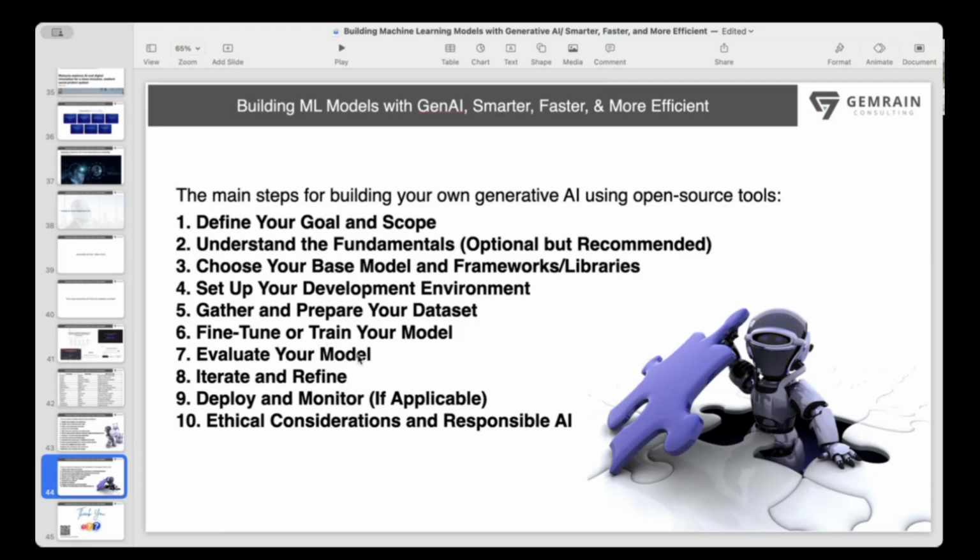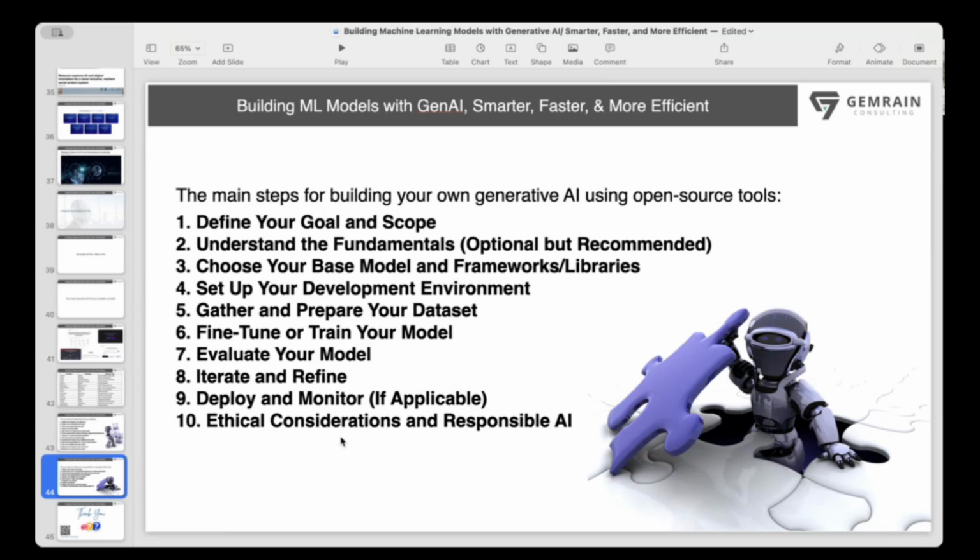Fine tuning, evaluate the model, iterate and refine. It's going to be a lot of iterating and refining for better performance, and then deploy and monitor if it is applicable. The one that I'm doing, I didn't deploy it. I'm just running the code every time. But if I want to use it for business or for my work, with my team, with my people, then I need to build a simple GUI like the one that I showed you just now, the gradient. All right.